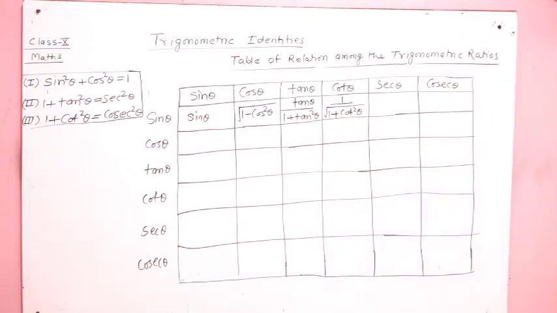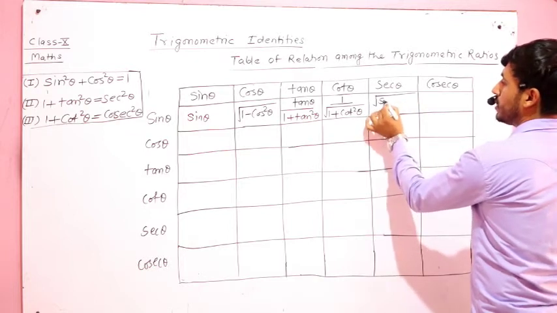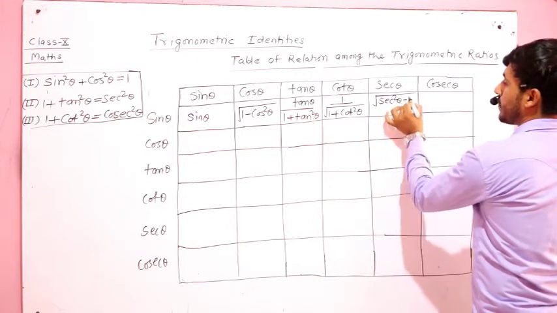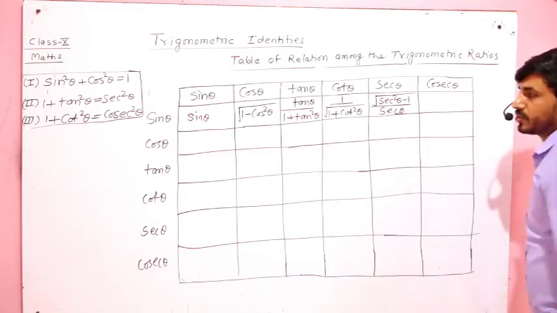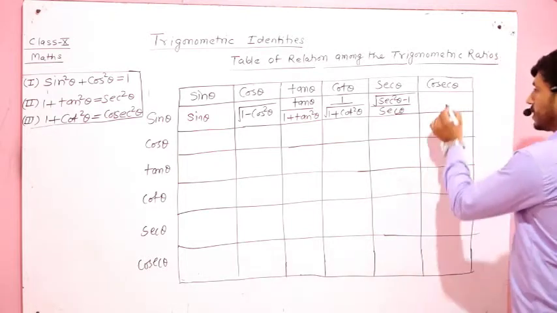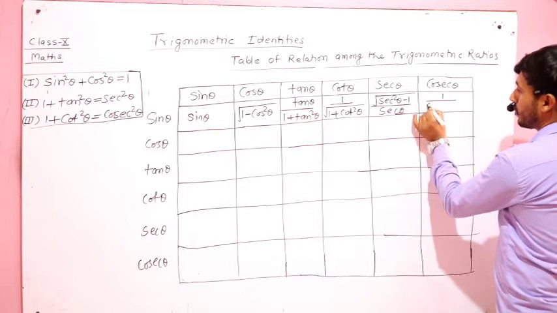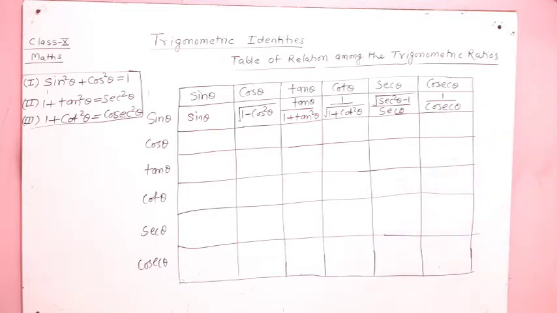The next relation we have to find sin theta in terms of sec theta, that can be given as root of sec square theta minus 1, that is divided by sec theta, as you have to remember. Okay, in the next step, sin theta in terms of cosec theta, that can be given as 1 upon cosec theta. That is the direct value you have to remember.